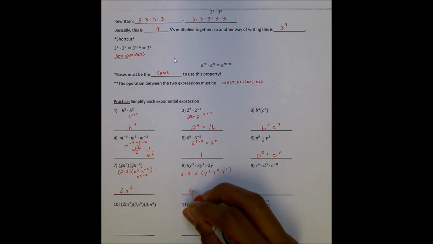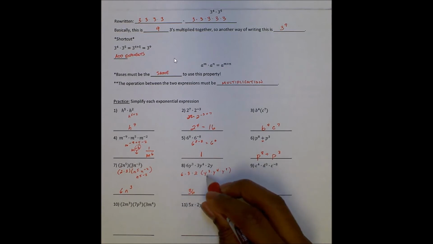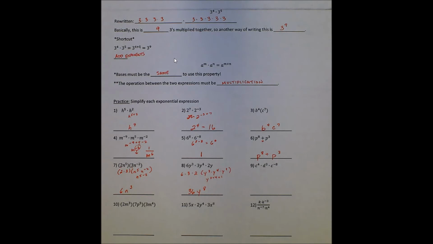Got that down. Then I have y, 3 plus 4 plus 1. Y to the 8th. Okay. Number 9.